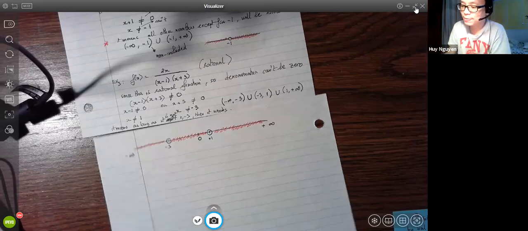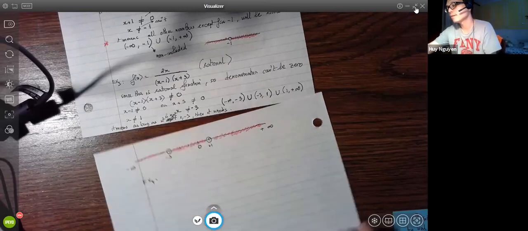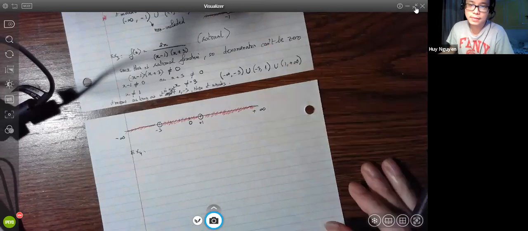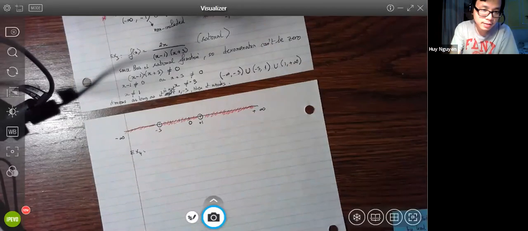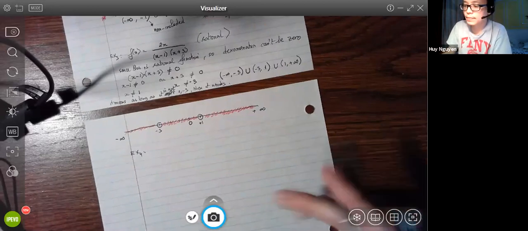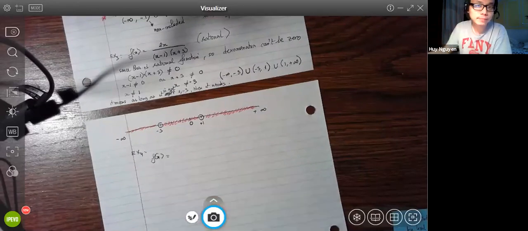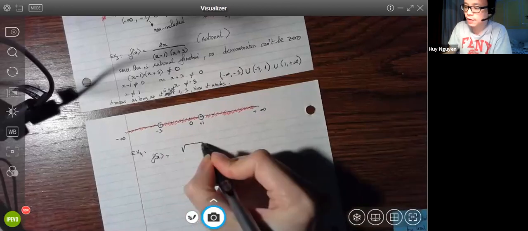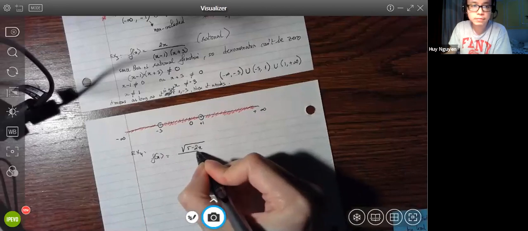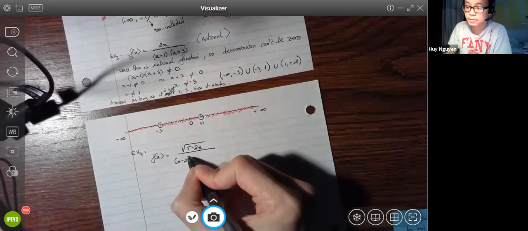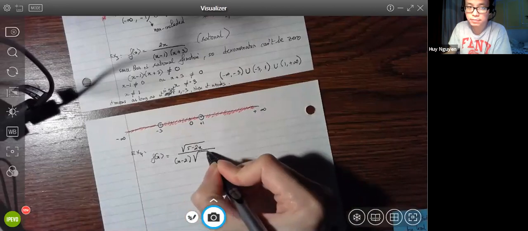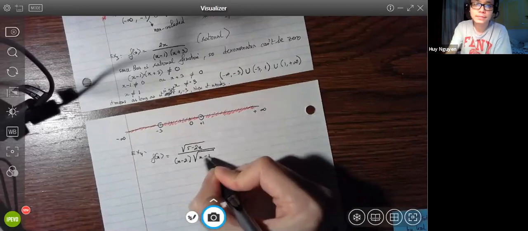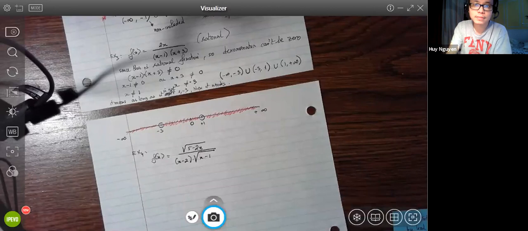Any other concept? Example 4. All right, for this example, I can say that this is the hardest of all 4. f(x) equals the square root of 5 minus 2x, over x minus 2, times the radical of x minus 2.